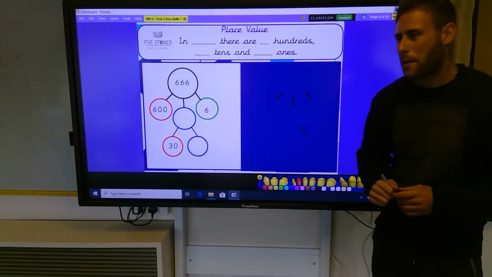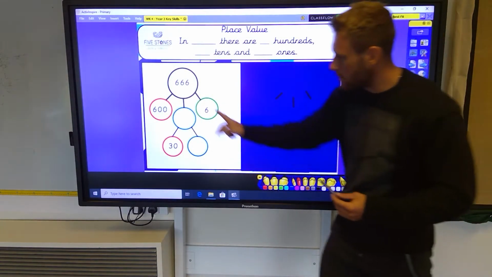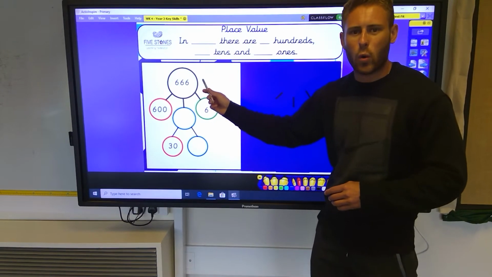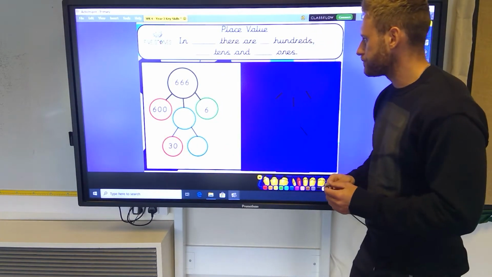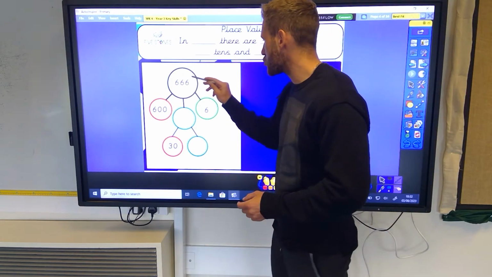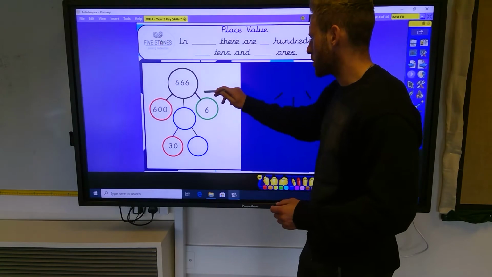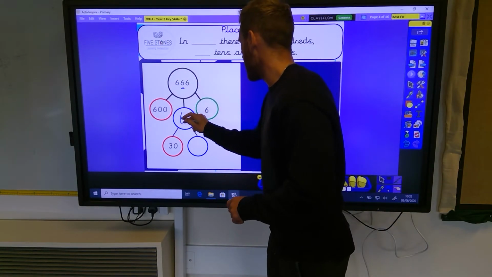So again, my part whole model looks a little bit different. I'm still missing one of the main parts, but I know my whole. So I'm going to use my whole to help me figure this out. I've got a whole of 666. I've got 606. So what's missing? It's the 60. So I need the 60 here.